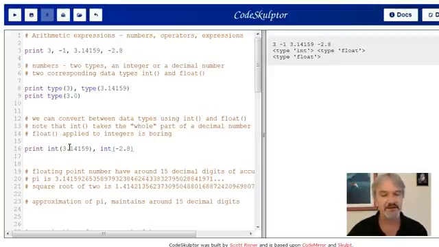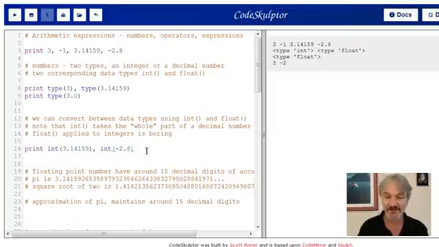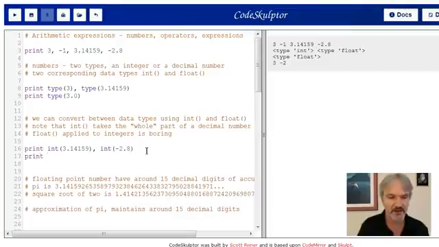And so these are going to return back some integers. And kind of what integer are we always going to get? Well, the rule is we're always going to get the whole part of this decimal number here. So we're just going to throw away the part to the right of the decimal point. We can also go through and convert an integer into a float.